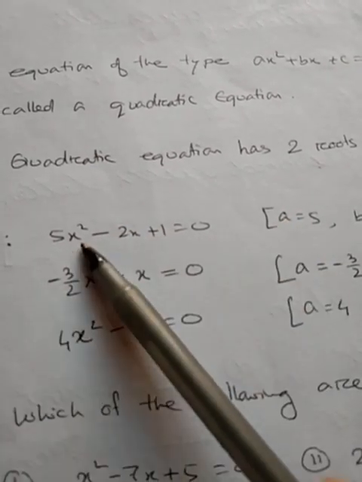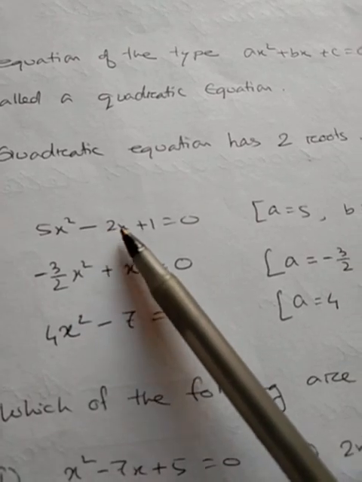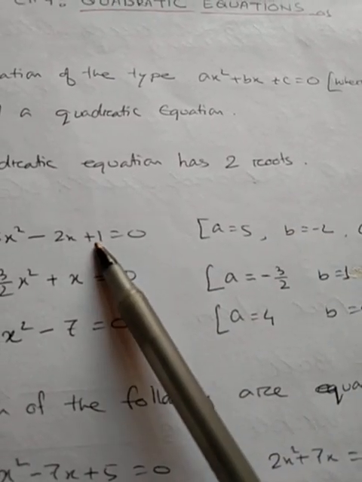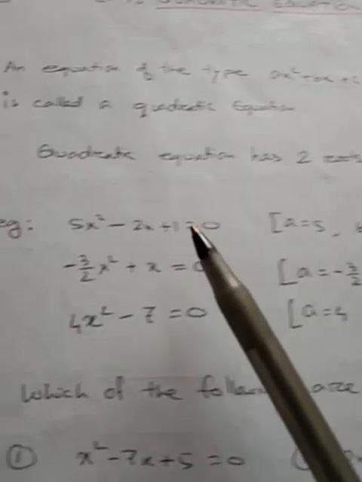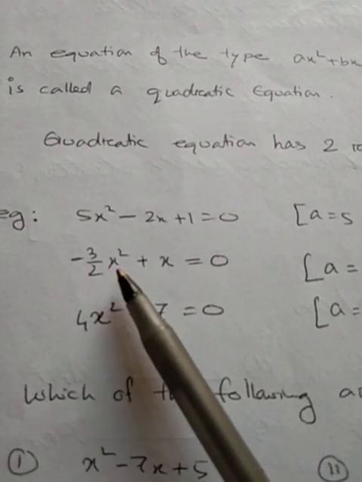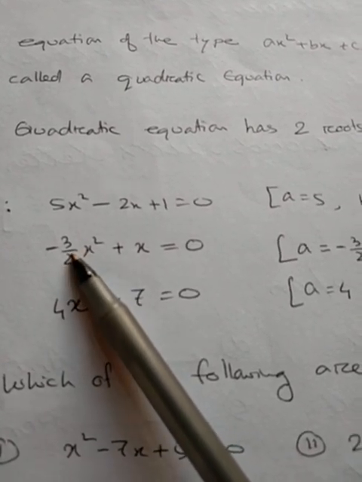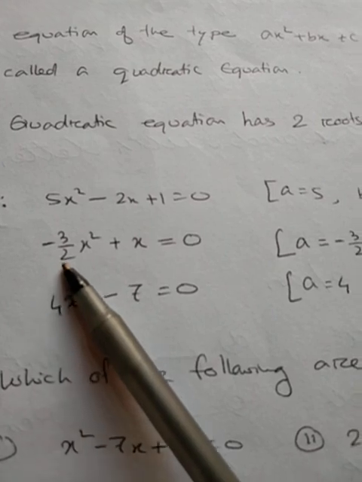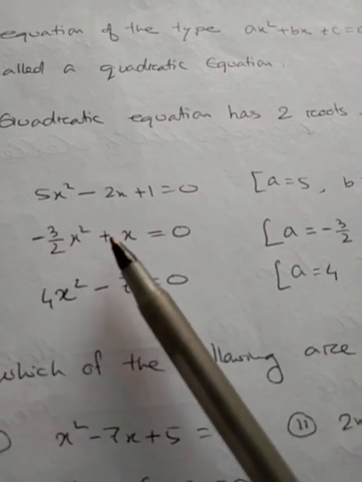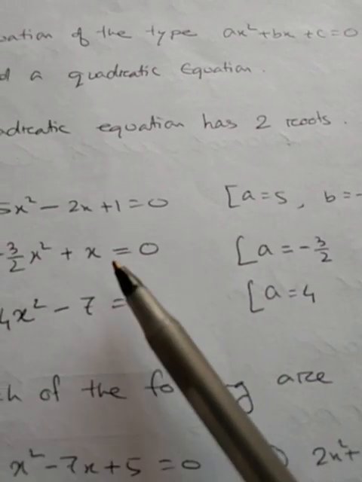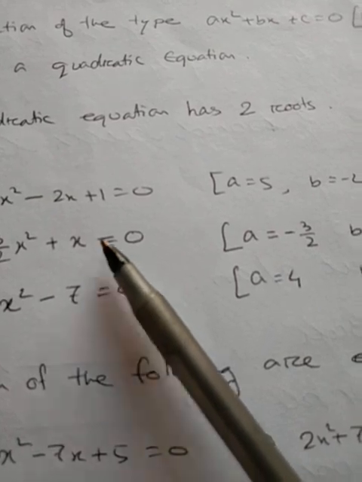Here we have taken some examples: 5x square minus 2x plus 1. Here a is 5, the coefficient of x square, b, which is coefficient of x, is minus 2, and the constant term, which is c, is 1. Then in the next example, this is also a quadratic equation because coefficient of x square is minus 3 by 2, it is not 0, plus x, coefficient of x is 1, and the constant term is 0. So constant term is not there, so we'll have to assume it as 0.